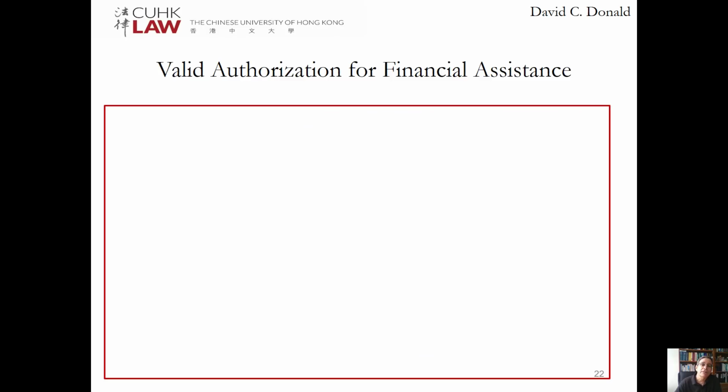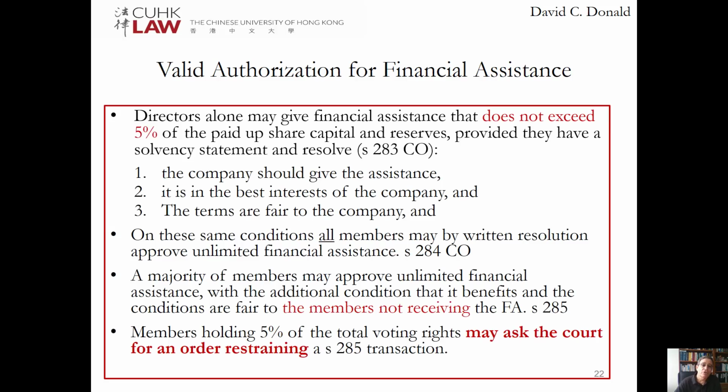We also have the possibility of authorizing financial assistance. So for a small amount transferred, something not exceeding 5% of the paid-up share capital and reserves, the directors may approve financial assistance provided a couple of tests are met. That the company should give the financial assistance, it's in the best interest of the company, and the terms are fair to the company. Right? And that we have approval by the directors. On the same conditions, all members may, by written resolution, approve financial assistance.